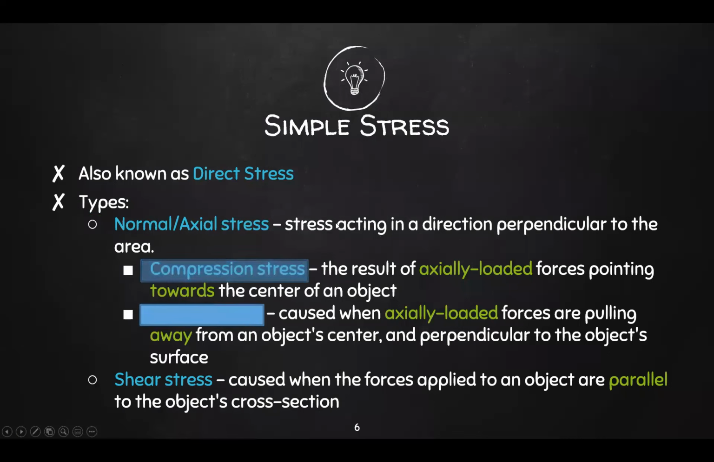You're correct, it is compression. Now, what about the second one? What is that? Correct, it's tension.